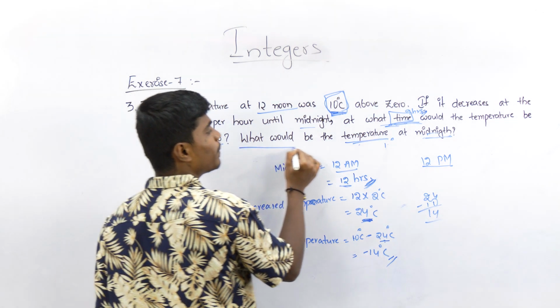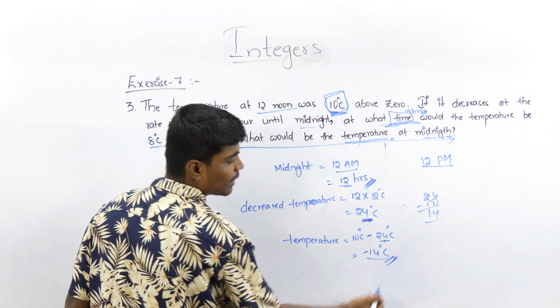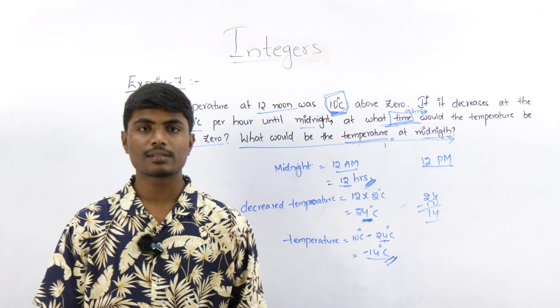So, what would be the temperature at midnight? The answer is minus 14 degrees Celsius.